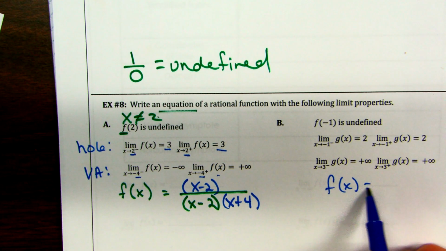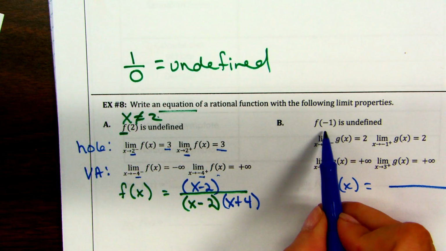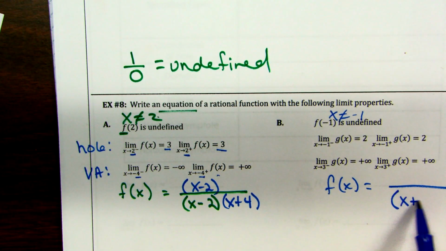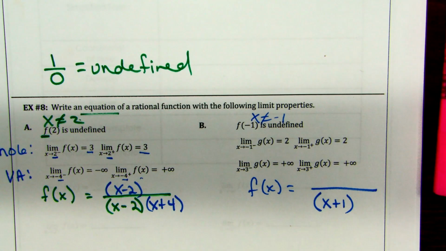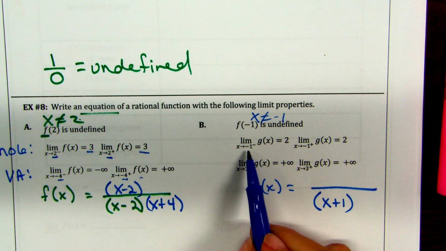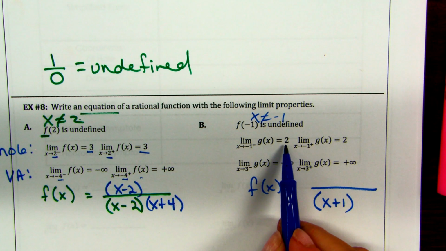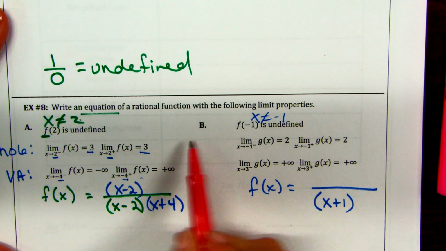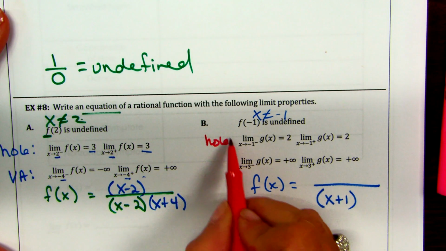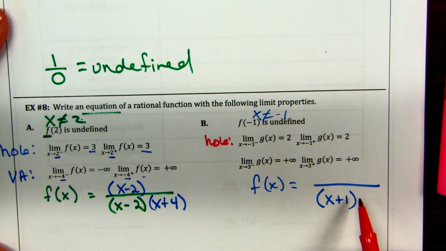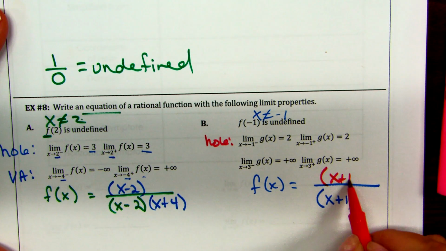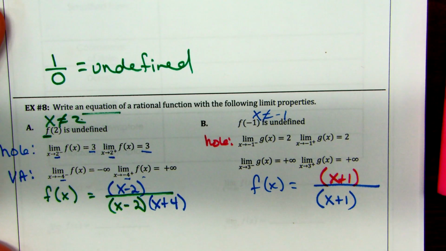F of x, fraction. -1 is undefined. That means x can't be -1. That means, for sure, I'm going to have x plus 1 in my denominator, right? Now let's look at our limit statements. As we approach -1, we are reaching 2. What is that? What's that called? What's this limit statement? Is this end behavior? Is it VA? Is it hole? It's a hole, right? Because it's an ordered pair. So I know that at -1, I have a hole, which means in my function, we would have to cancel.